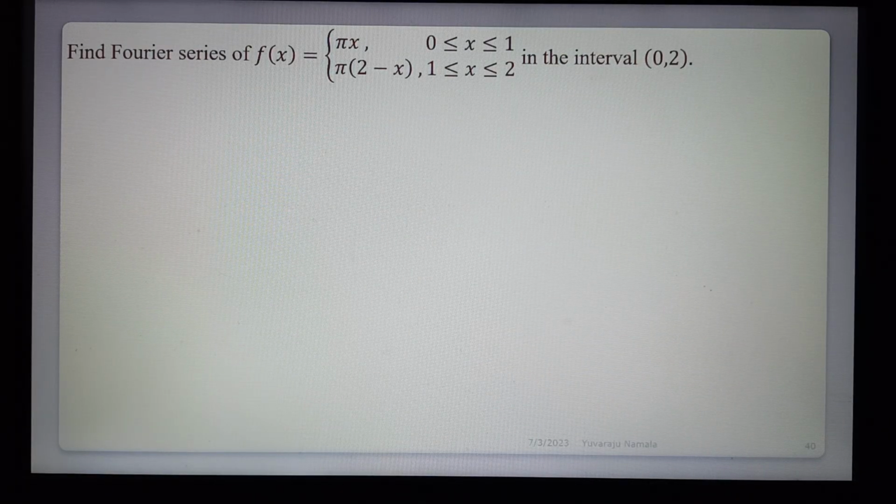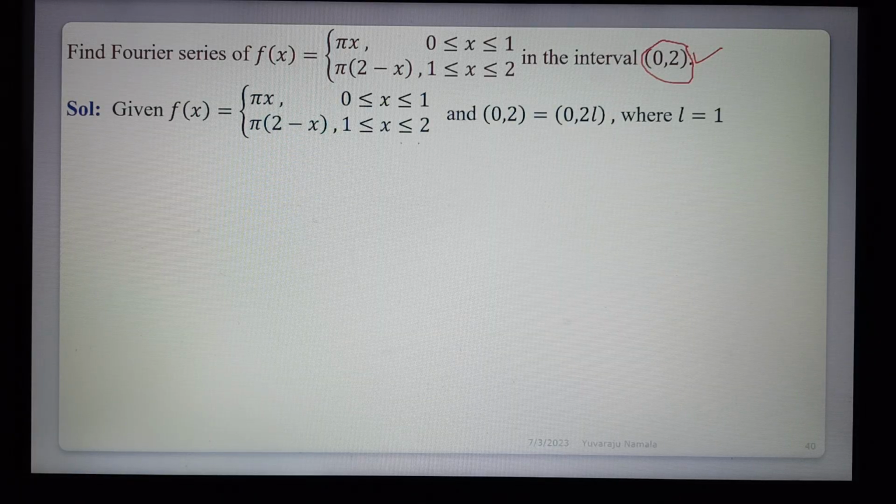Okay, see the next question. Find the Fourier series of f of x equal to 5x in the interval 0 to 1, and 5 into 2 minus x in the interval 1 comma 2, in the full interval 0 comma 2. So observing here, 0 comma 2 is 0 comma 2l, and l is equal to 1. So the given interval 0 comma 2 is equal to 0 comma 2l, where l is equal to 1.